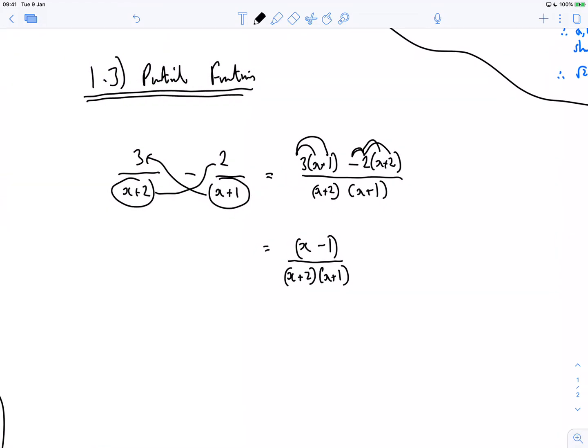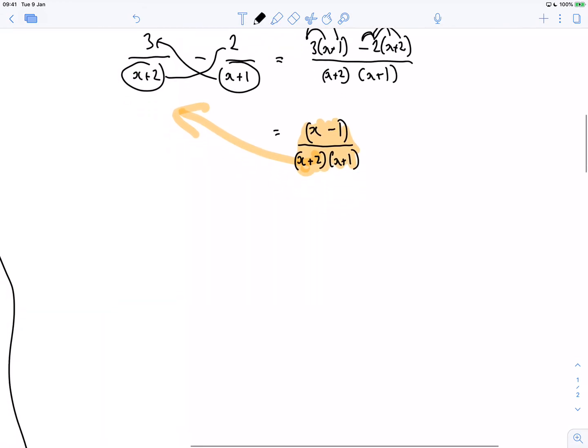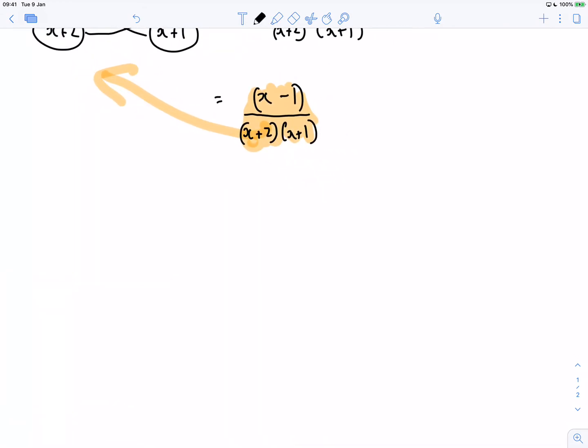Now, when you're adding and subtracting fractions, you're going from two separate fractions to a combined fraction. What partial fractions are going to do is take a combined fraction like this and split it up. It's going to be the reverse process, splitting up into multiple things. So how would we do this? Well, the first step is we always try to simplify first.